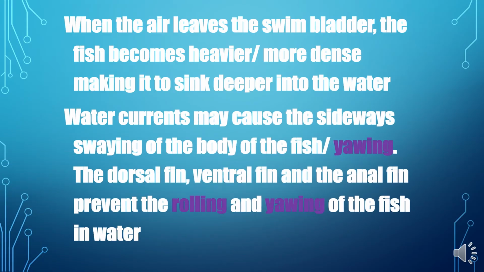Water currents may also cause the sideways swaying of the body of the fish, or yawing. The dorsal fin, ventral fin, and the anal fin prevent the rolling and yawing of the fish in water.